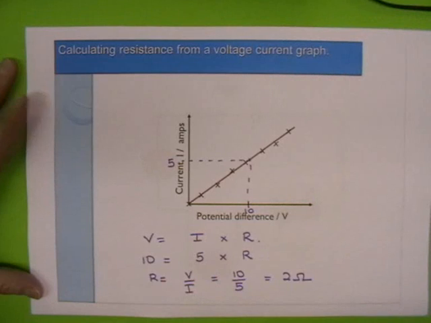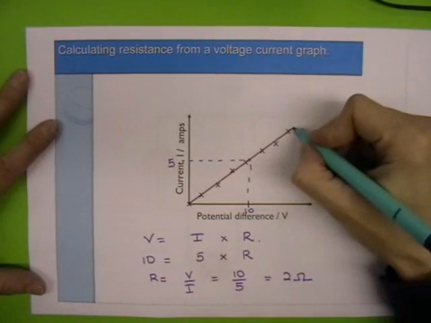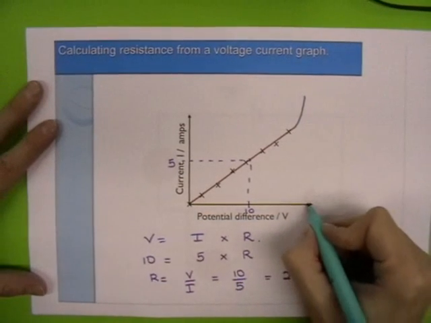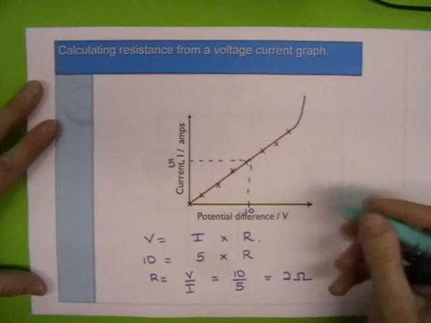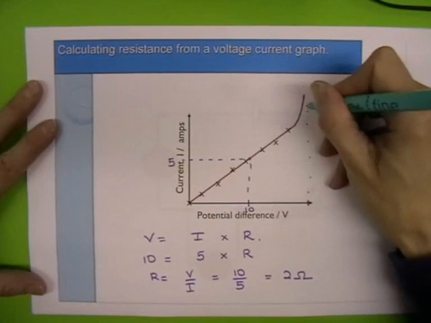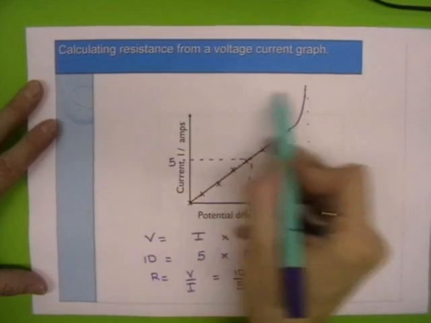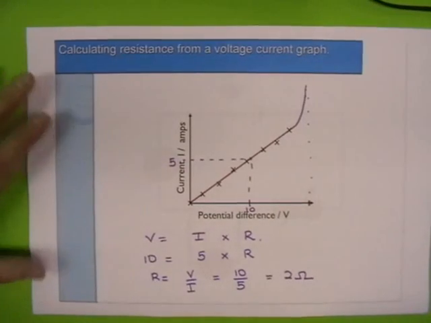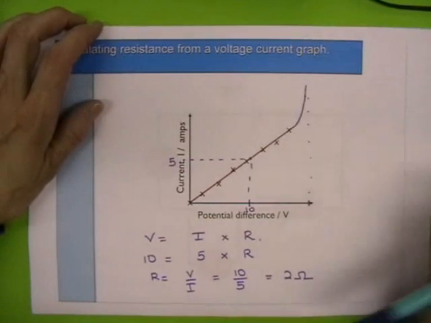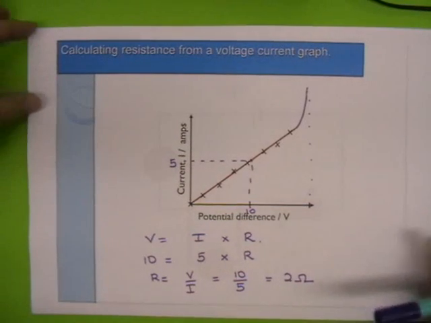Now, before I leave this, sometimes your graph may not be a straight line, and there may be a part at the end which starts to curve, say like that, and you might be asked to find the resistance over here somewhere. So what you do is just exactly the same thing. Go up to the line, take your value of V off your line, take a value of I and just divide them. But you know that this part of the graph doesn't obey Ohm's law because it's not a straight line which passes through the origin, this part here.